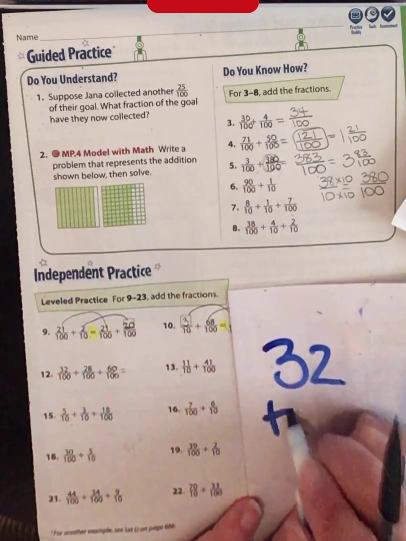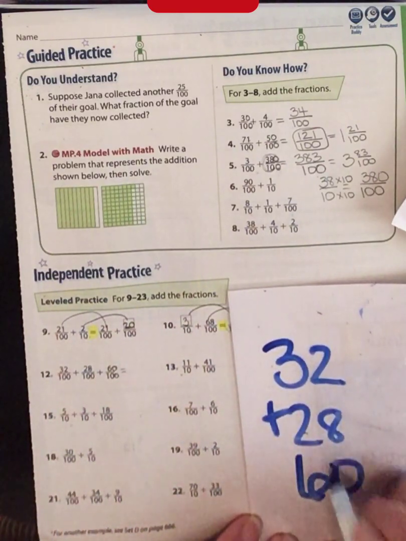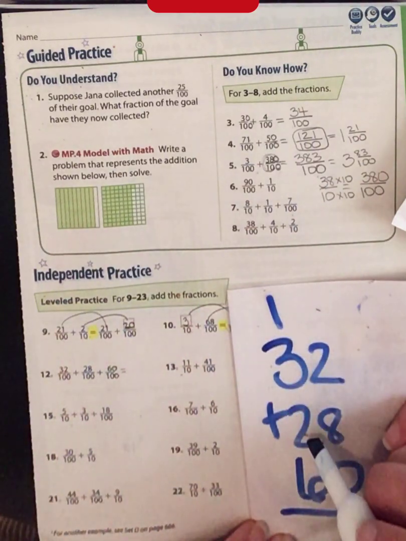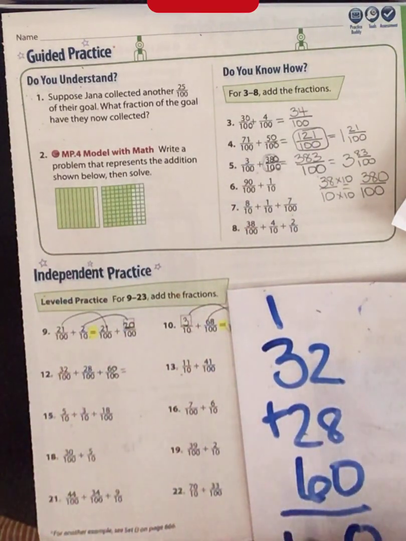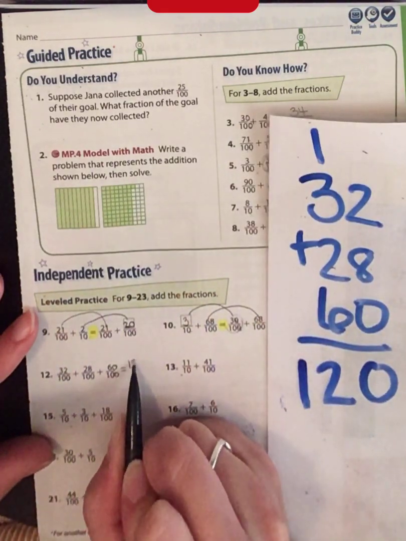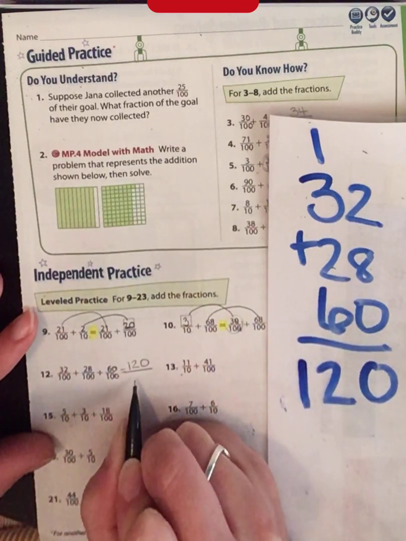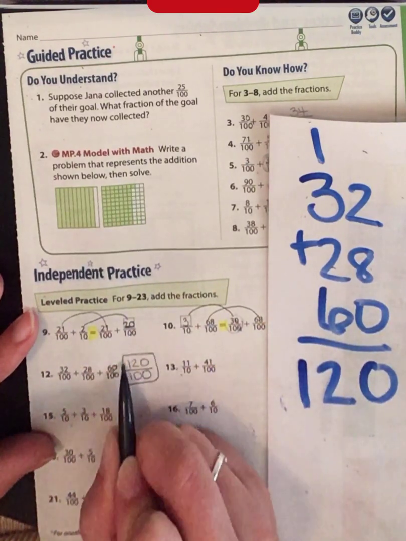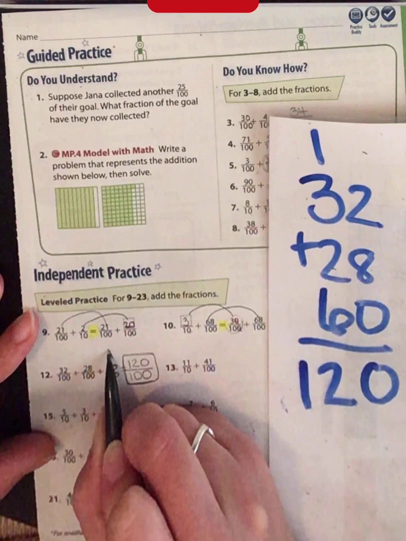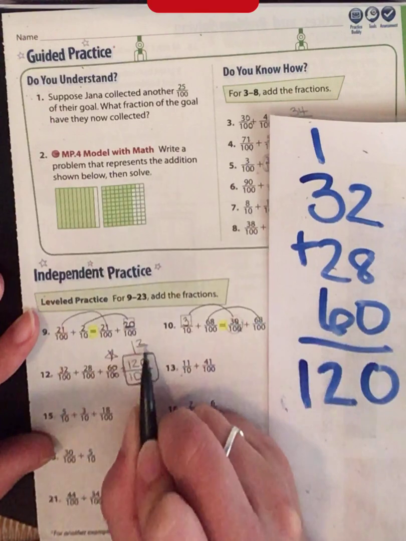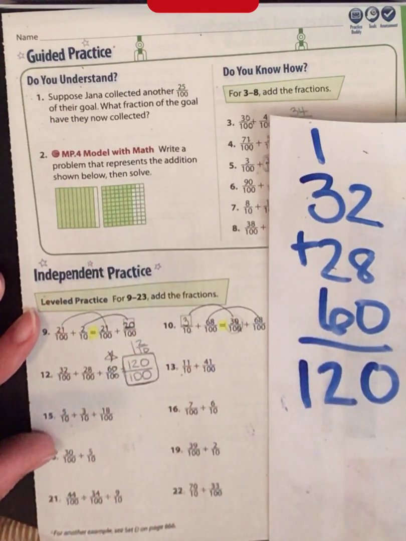32 plus 28 plus 60. I know 2 plus 8 gives me 10. I carry my 1. 1 plus 3 is 4, plus 2 is 6, plus 6 is 12. I got 120. My denominator stays the same because I'm adding fractions over 100. Like I said earlier, can you leave it as an improper fraction? Yes, I'm okay with you leaving it as an improper fraction. If you want to go ahead and take it and simplify it down, you absolutely can.